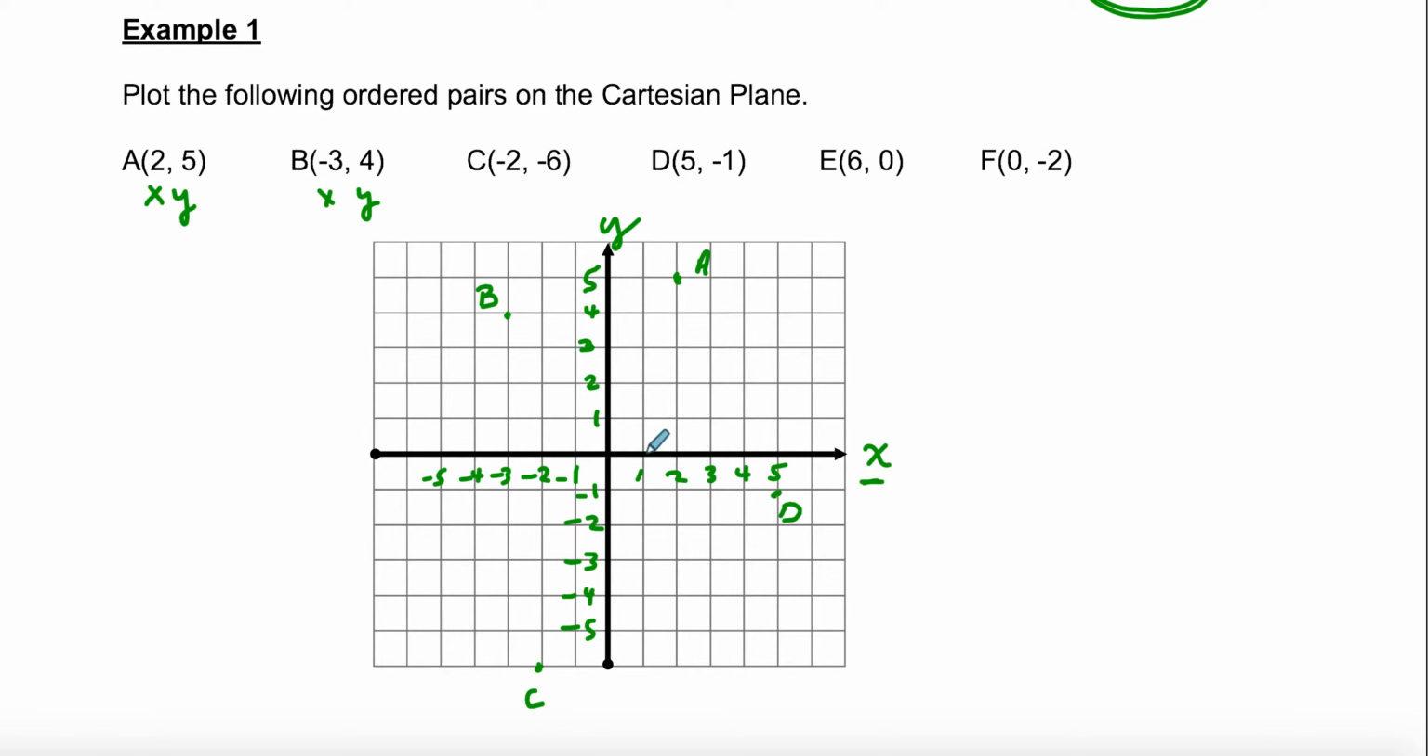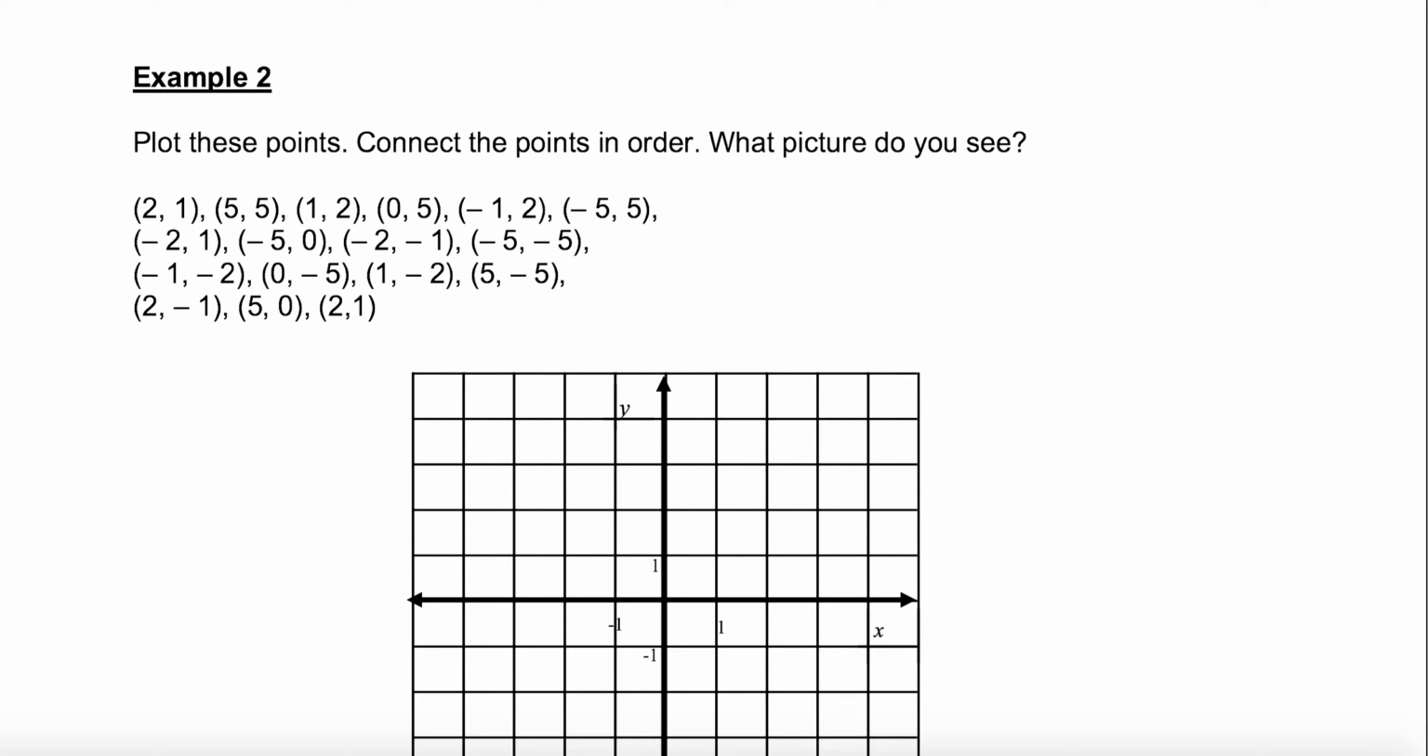E is 6, 0. So those with zeros, sometimes students get worried. So this would actually be E right on the axis. And then F, 0 sideways, always sideways first, 0 sideways, and then down 2. So this is where 0, -2, there's F down there. So hopefully you've seen this kind of thing before.